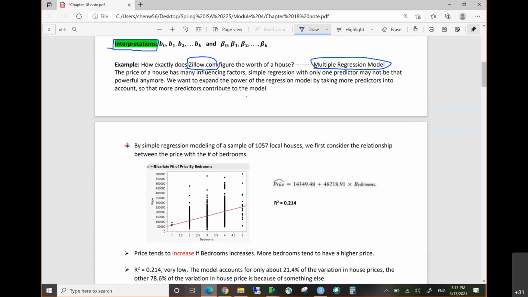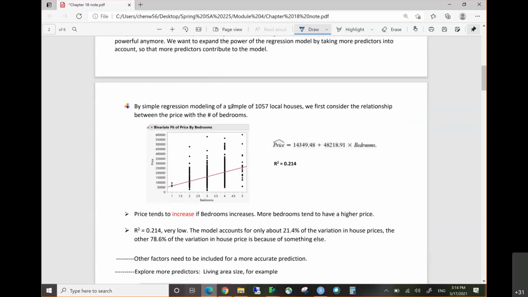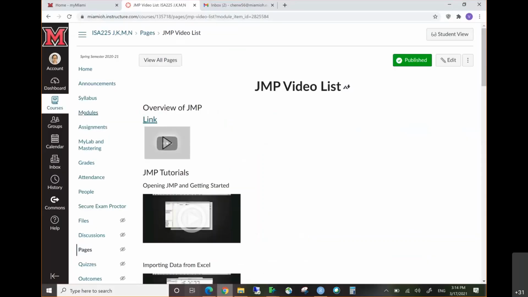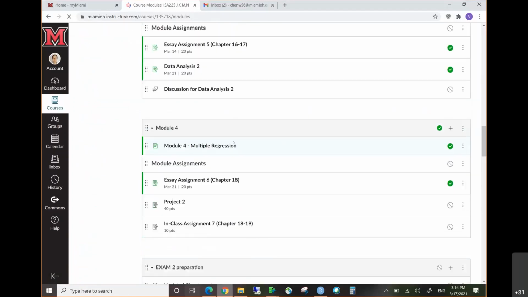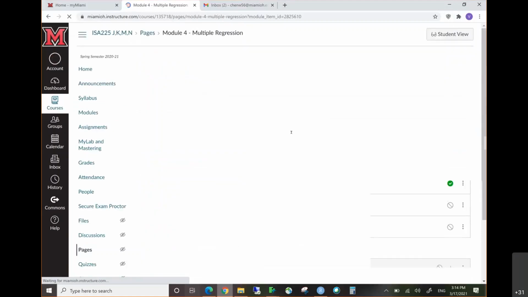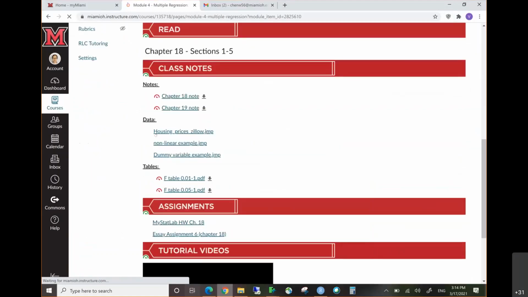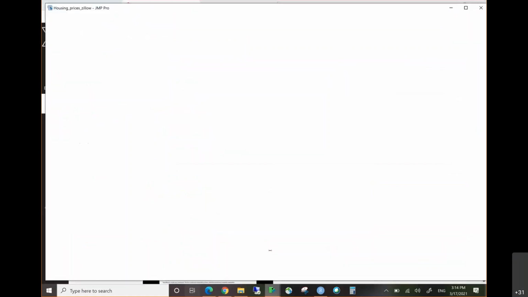For this example, I just randomly chose a sample of 1,057 local houses. That means the location will not be our factor anymore. In your module 4 page, you will have this data set. It is called housing price Zillow. If you open this data set, it will be something like this.